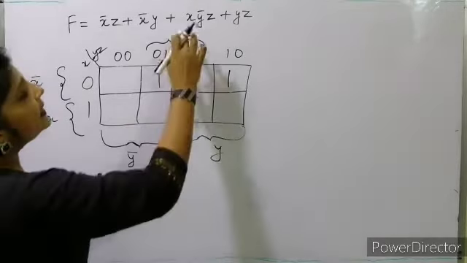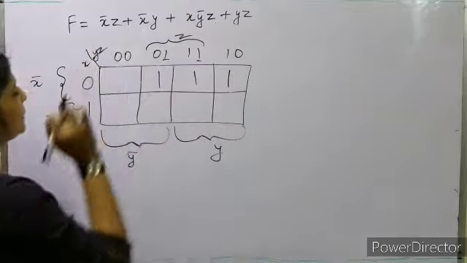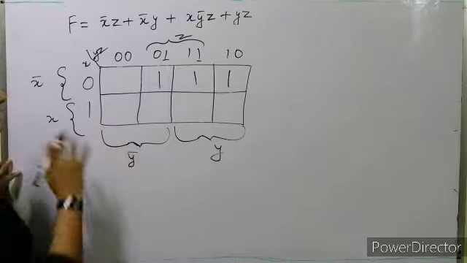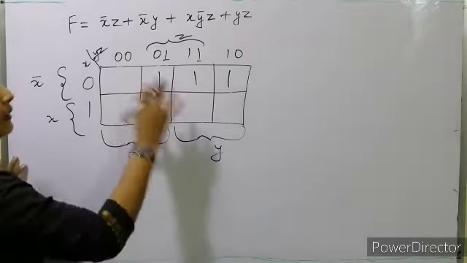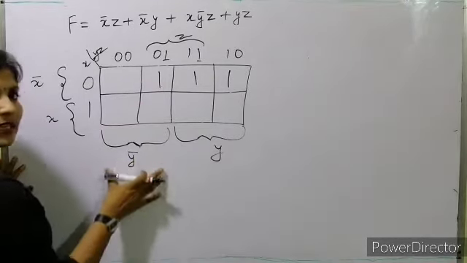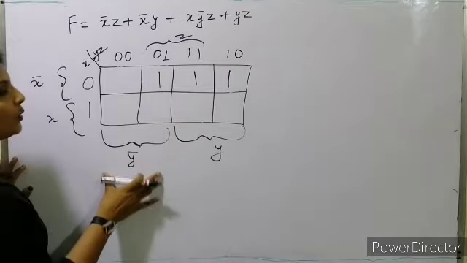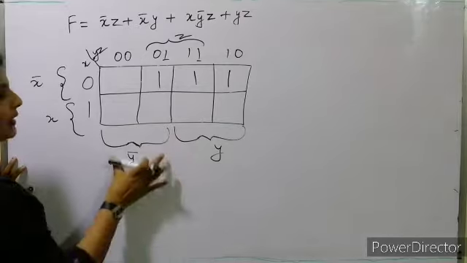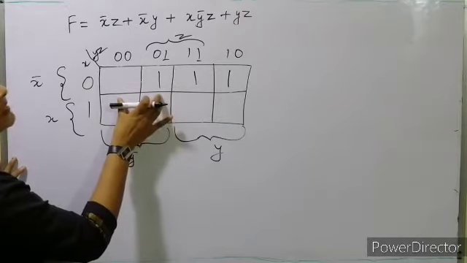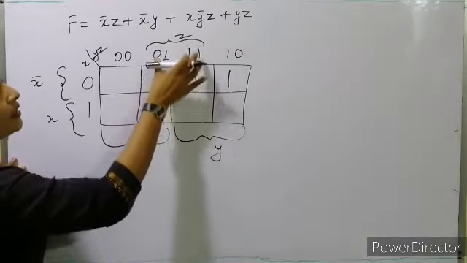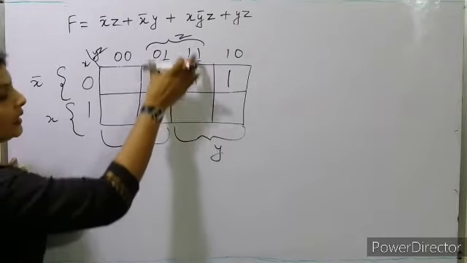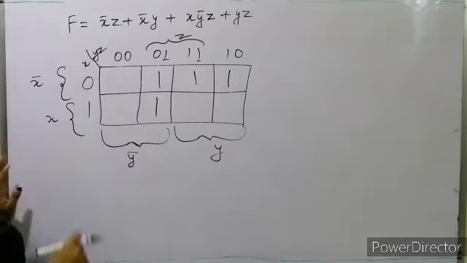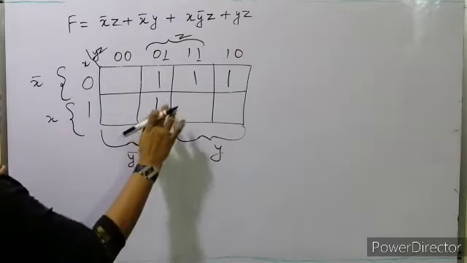Okay, the next is x y bar z. So x is positive in this, x is 1 in this row, and y bar means the complement of y, so y is 0 in these two columns, and z. So this row, these two columns, and z is 1 in these two columns. So this will be the box, that is x, y bar and z.